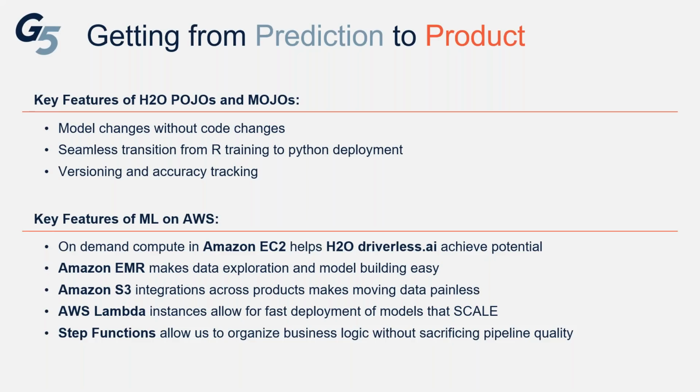And then I just wanted to also call out all the different technologies that we're using on AWS to make this possible. EC2 on-demand computing. As I mentioned, that allows H2O Driverless to really achieve its full potential because we can scale up compute as we need it. We can scale up when we need to build big models. We can do that as we need and turn it off when we don't need it.